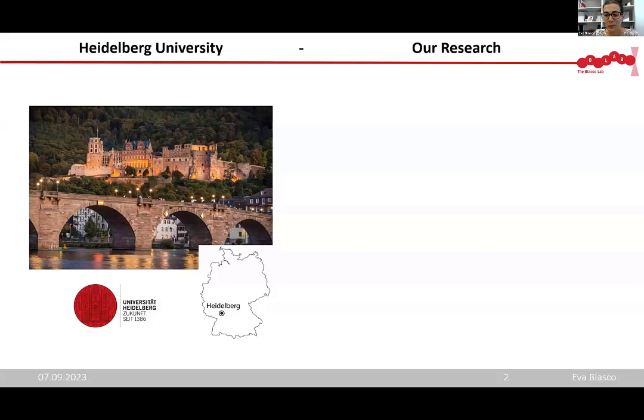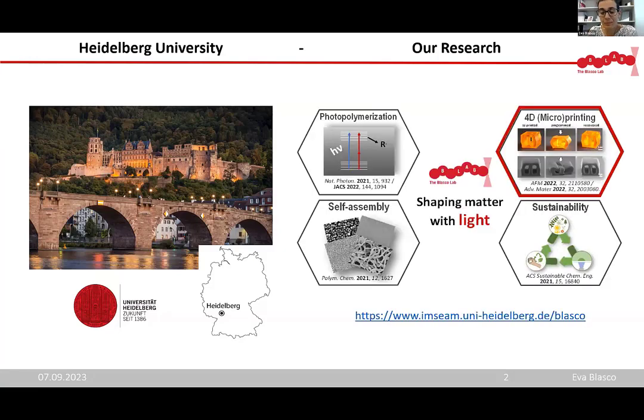So we already learned with Thomas where Aachen is in Germany. We are also in Germany, a bit more in the south, just less than 1 hour south of Frankfurt, in the beautiful city of Heidelberg, which has one of the oldest universities. And of course, you are also welcome to visit us.